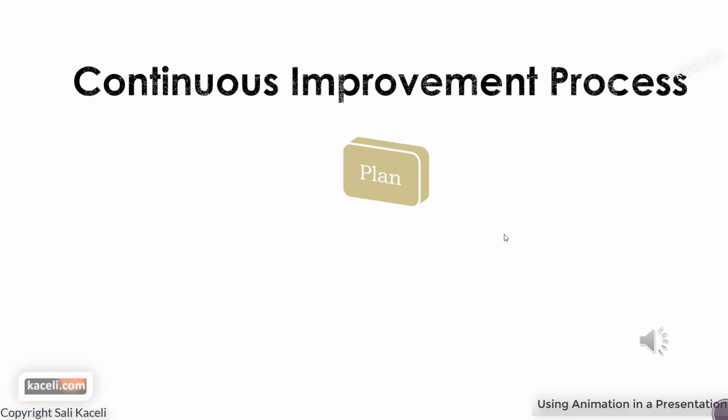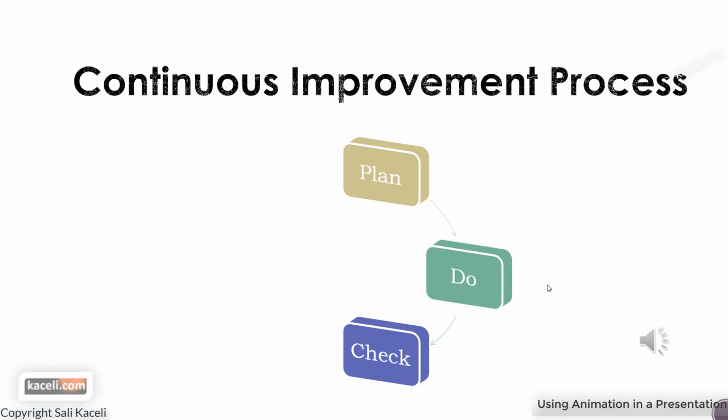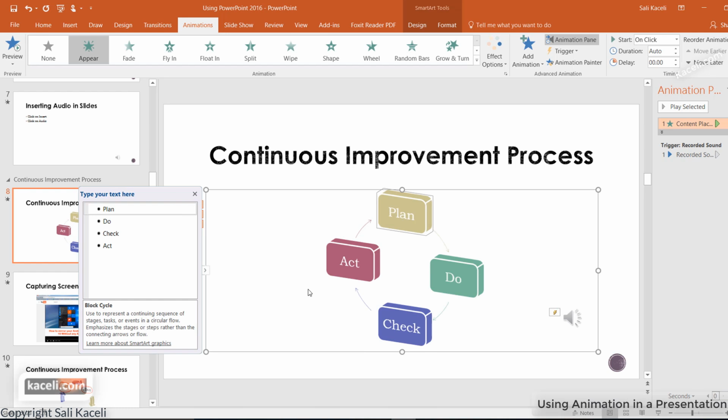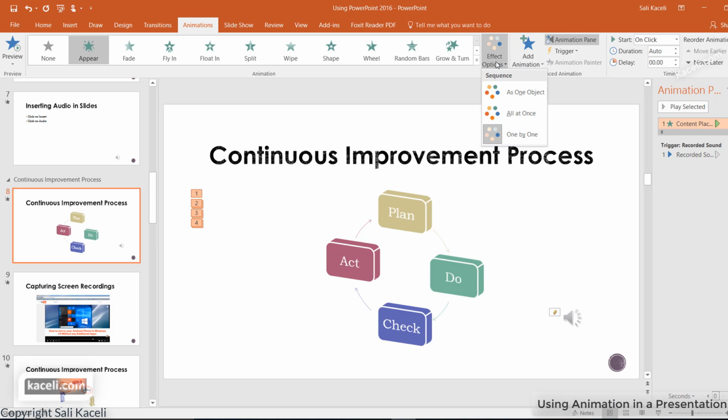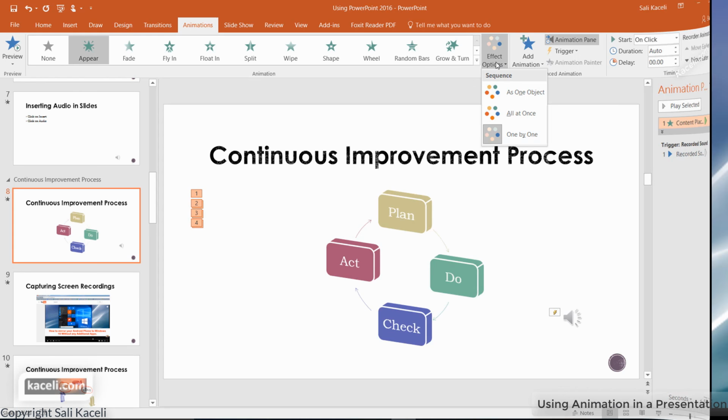notice you have the planning stage, you have the doing part of it, then the checking, and then acting on it, and so on. So it's more effective when you're using this type of bringing each step at separate times by using a SmartArt. And again, the trick there was after you apply the animation to the SmartArt, you have this effect options button here that you can pick.